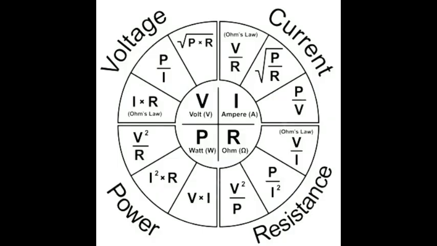6 times 2 gives me 12 watts, and 6 divided by 2 gives me 3 ohms of resistance here. 6 times 1 gives me 6 watts, and 6 divided by 1 gives me 6 ohms of resistance. Now these two have to be larger than the total resistance.